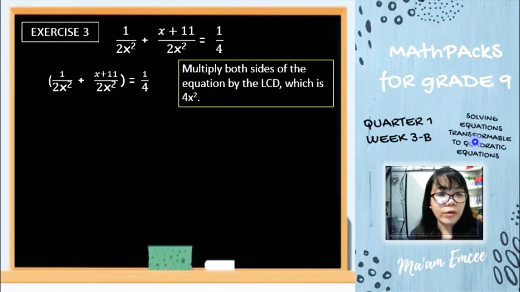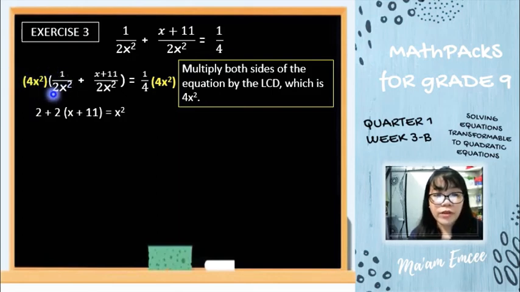So we multiply both sides of the equation by our LCD, which is 4x squared. Multiply the left side of the equation by 4x squared, and multiply the right side of the equation by 4x squared. So 4x squared times 1 over 2x squared: 4 divided by 2 is 2. X squared divided by x squared is 1. So 2 times 1 is just equal to 2. So x squared cancels out. Again, we just divide 4 and 2. So that is equal to 2.